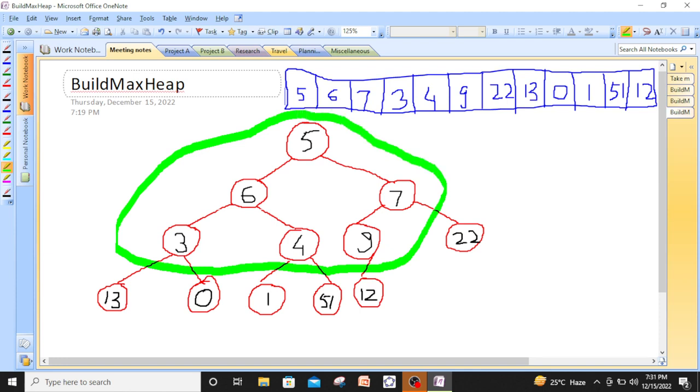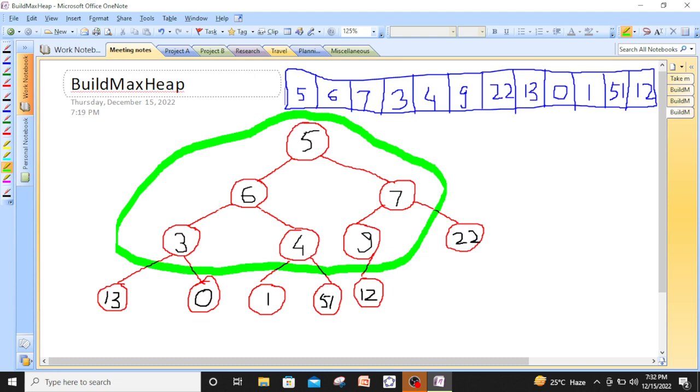Now you see a green enclosure. Inside this there are 6 nodes. I am telling the values in the sequence from the top: 5, 6, 7, 3, 4, 9. These 6 nodes are called non-leaf nodes because these nodes have at least one child, at least one node attached with any of these nodes.